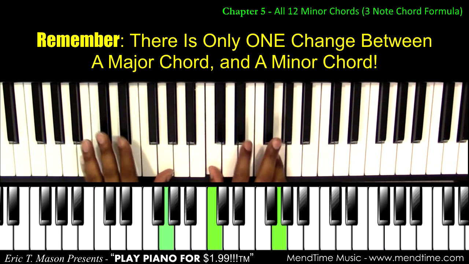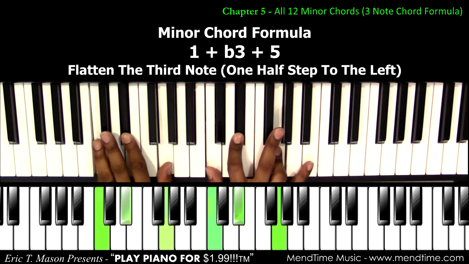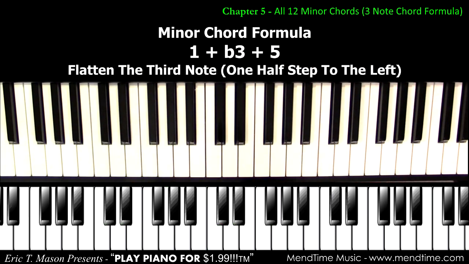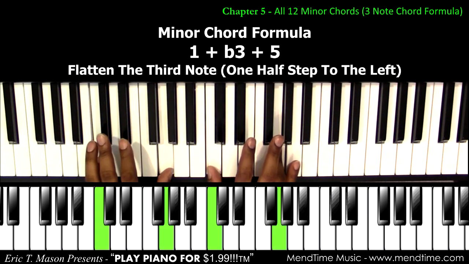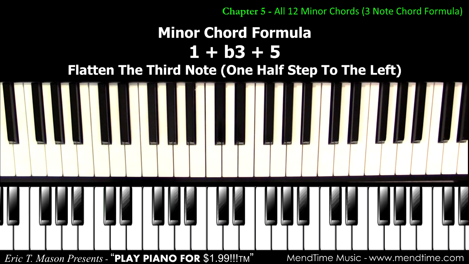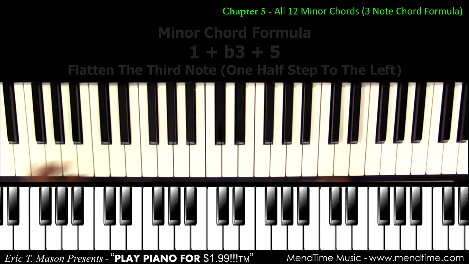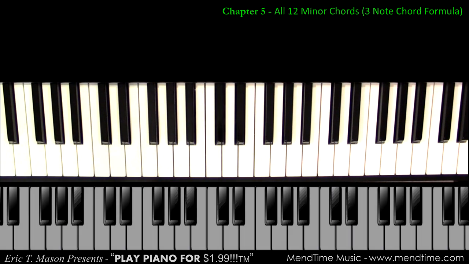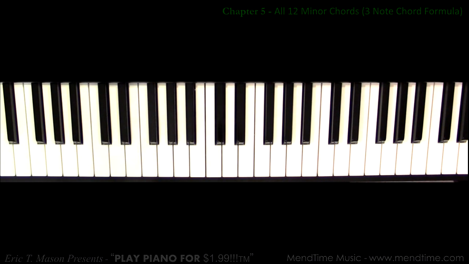taking the major and dropping that middle note, that third note, a half step to the left, falling backwards a half a step, and maintaining that 1 and that 5, and then adding that 3 for the minor. And that is how you make and create a minor chord. You've just learned all 12 of the minor chords. Congratulations. We're going to proceed to our next chapter.